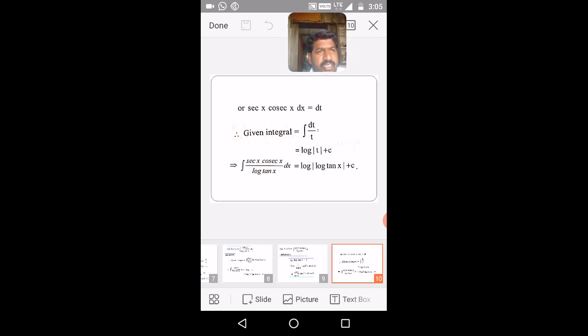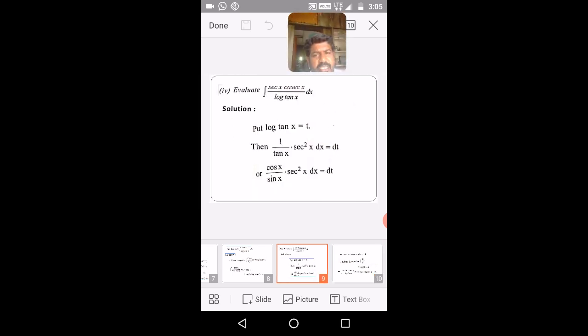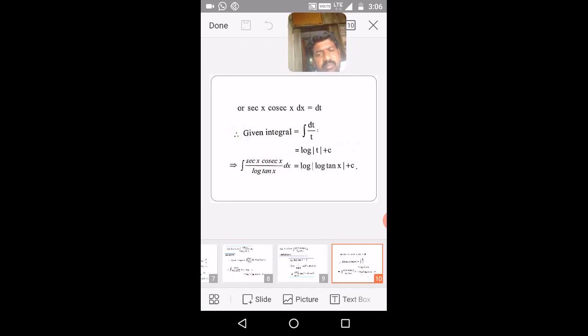So that is what we found by using the substitution method. Or you may say directly that the integral of sec x cosec x by log tan x dx is in the form of f dash x by f of x. The derivative of the denominator log tan x is sec x into cosec x, so it is in the form of the integral of f dash x by f of x dx, which is log f of x plus c. Here f of x is the denominator, so the answer is log of log tan x plus c.